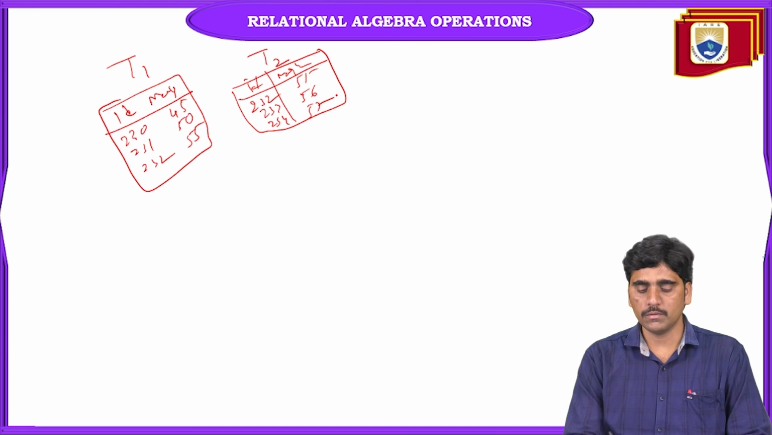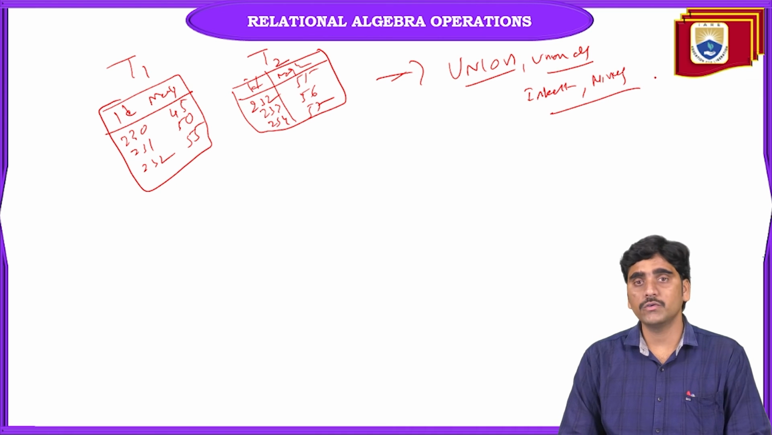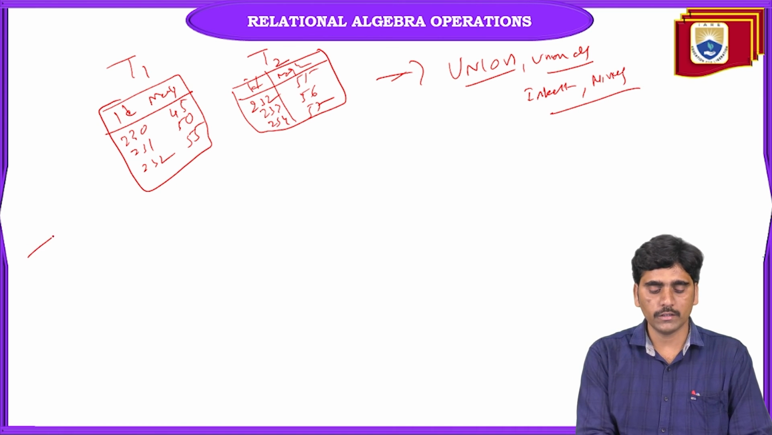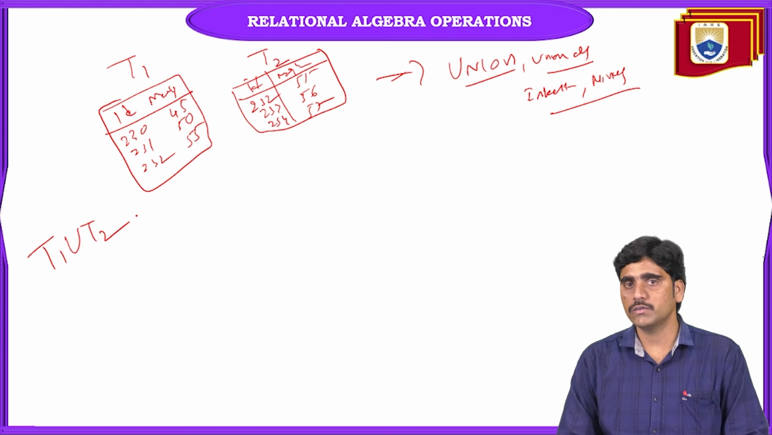These are the two tables on which I want to perform the union operator, union all operator, intersect operator, and minus operator. Let's see how we will perform them. First of all, the union operator. The union operator indicates T1 union T2.